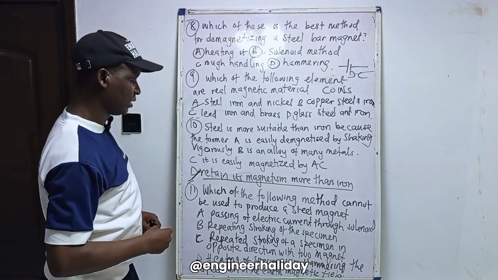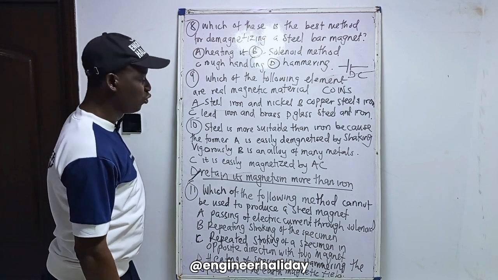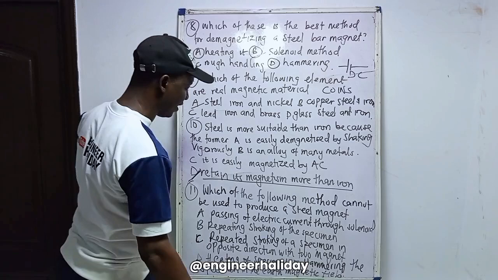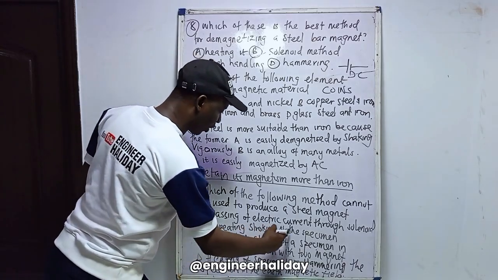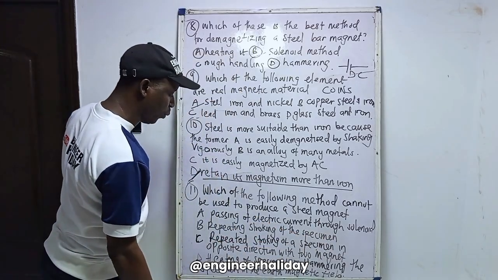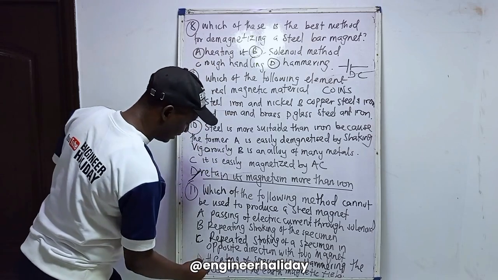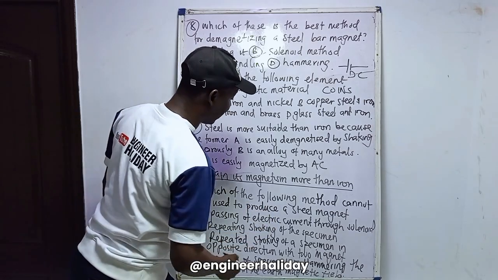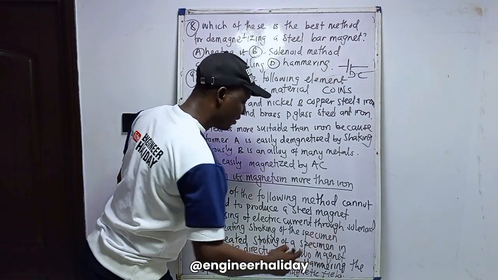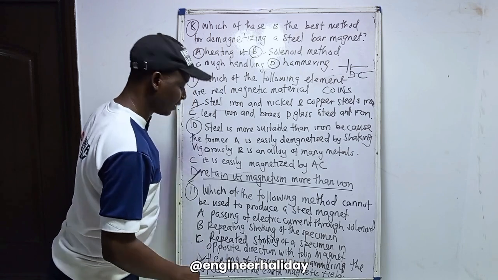Number 11, which is the last question. It says which of the following methods cannot be used to produce a steel magnet? Passing an electric current through a solenoid, yes. Repeated stroking of the specimen, single stroke, yes. Repeated stroking of the specimen in opposite directions, double stroke, yes. Heating of the specimen, oh, that one is out of it first. I don't want to know what the last answer will be, but heating is a very wrong method of magnetizing. Hammering the specimen in the earth's magnetic field is also correct.